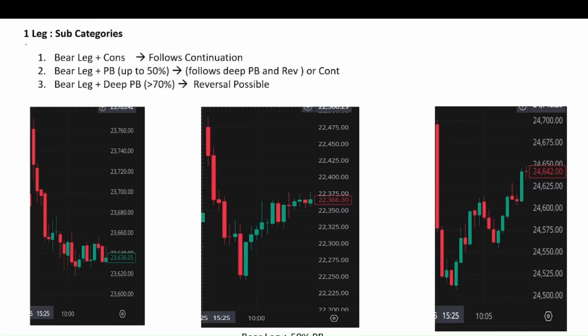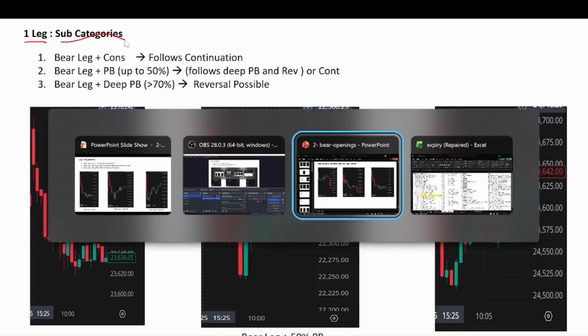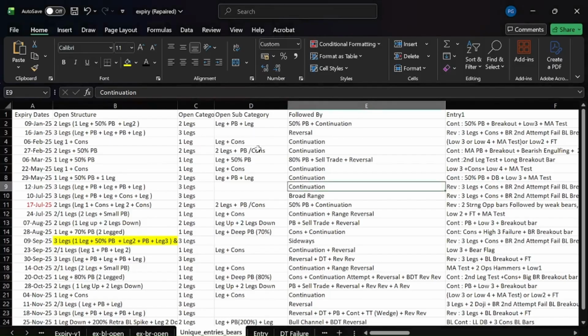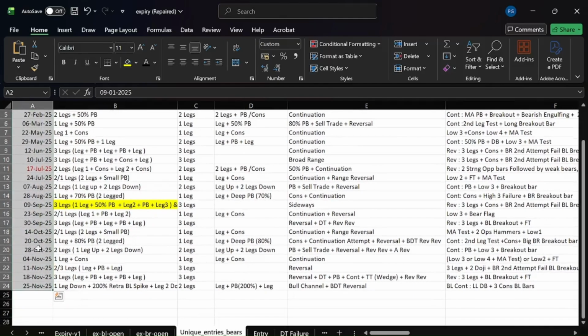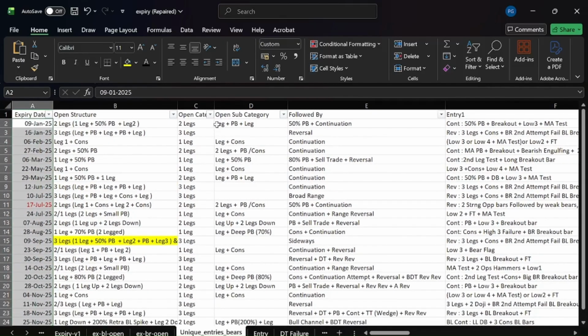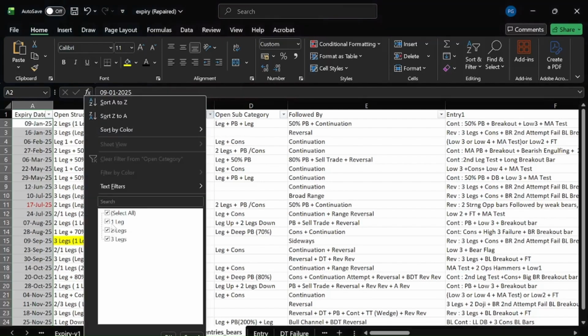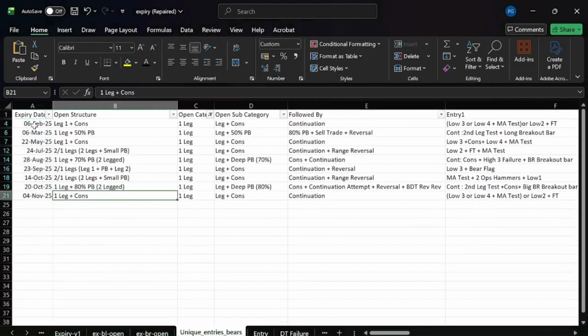So now let's see the one leg open categories. Within those, we again have subcategories. Let me pull out the Excel. This is the cleaned version and it only has limited data. These are all bear opening expiry days in 2025. In this we have 3 categories: 1 leg, 2 legs and 3 legs. Now I will just filter the 1 leg category. In 1 leg we have 9 days. Within these 9 days we again have 3 categories.